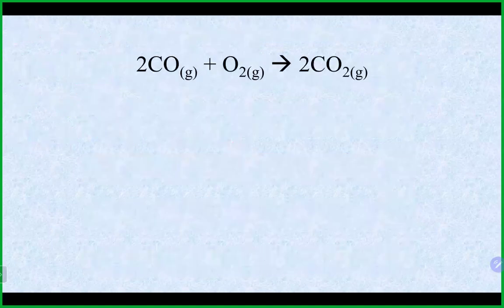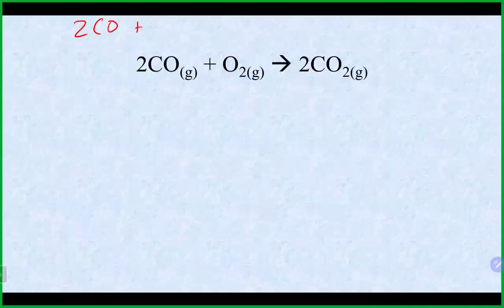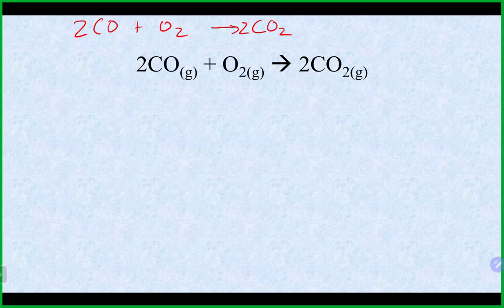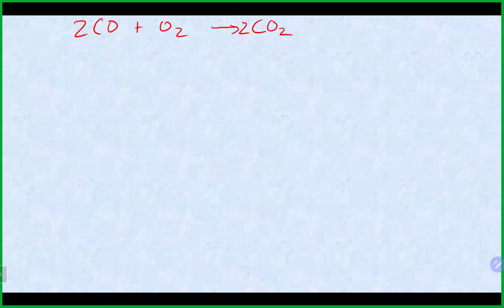So let's say we have this equation here. I think I'll just write it a little bit higher. 2CO plus O2 goes to 2CO2. All right. So what we want to look at with this equation, obviously, is to make sure that it is balanced, and it is.